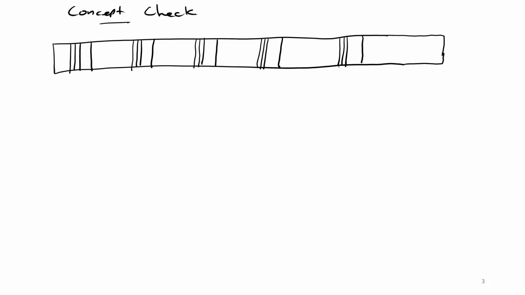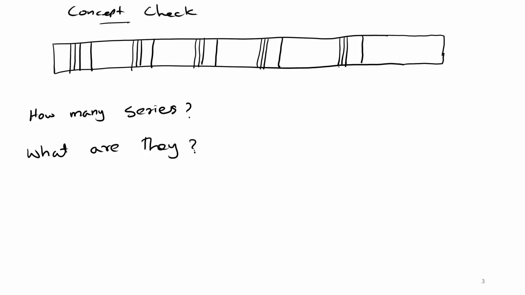So check how many series are here, and what are they? Is it Lyman, Balmer, Paschen? So I'm going to put it, from lambda, this side, it is going to increase.